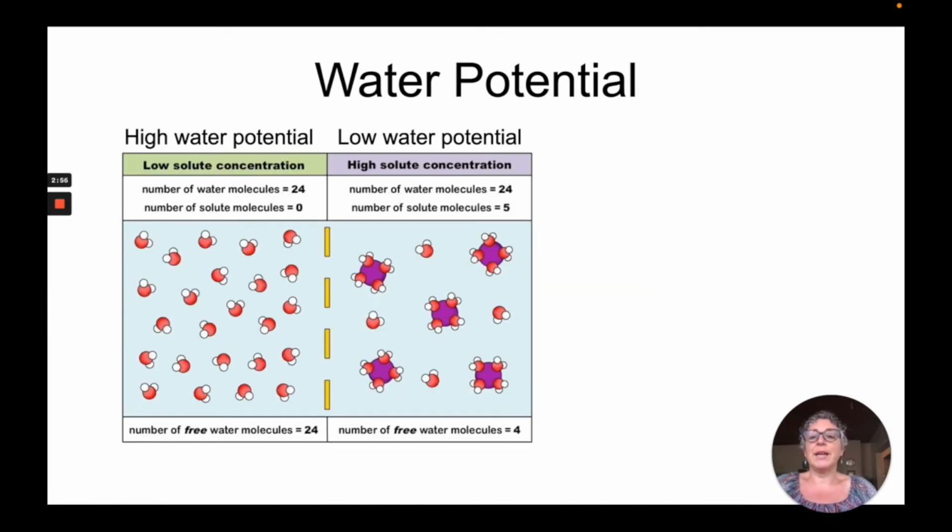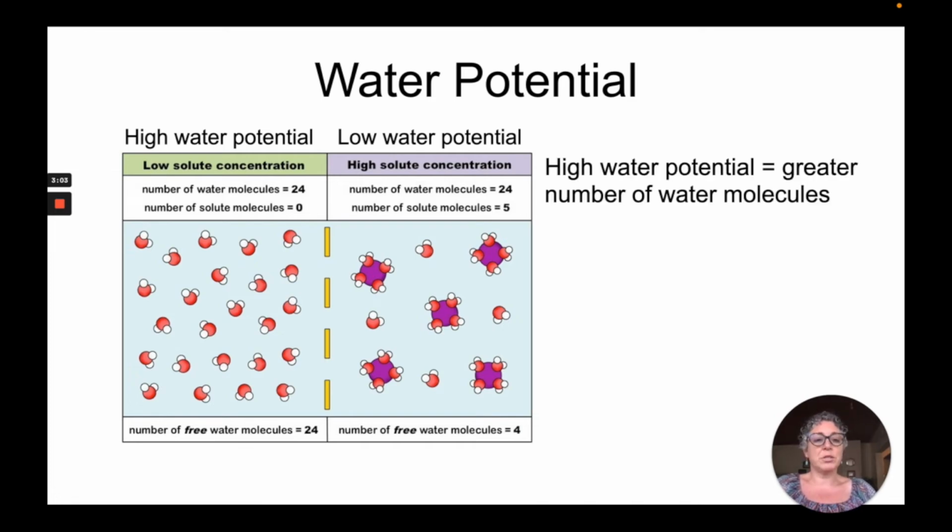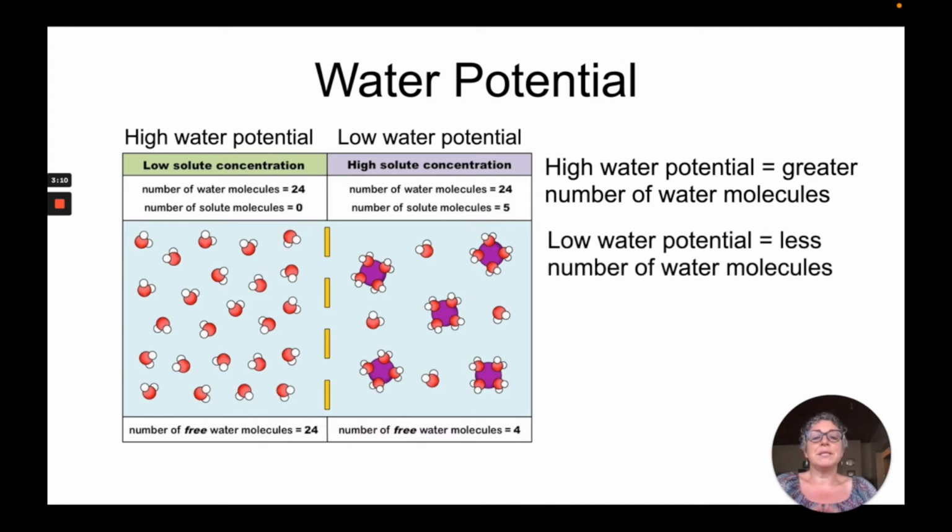We can look at this looking at number of water molecules compared to number of solute molecules. So high water potential means there's a greater number of water molecules, and low water potential means there's less number of water molecules to move. So if we look at this diagram where we see high water potential, it says a low solute concentration. So the number of water molecules here on this side of the membrane is 24, and there are no solute molecules there. That means the number of free water molecules is 24. It can move across, any one of them can move from its position across the cell membrane.